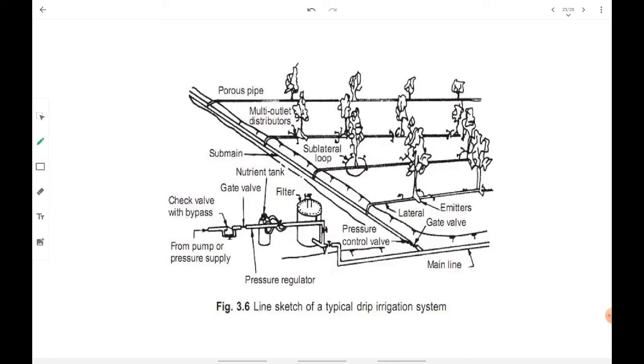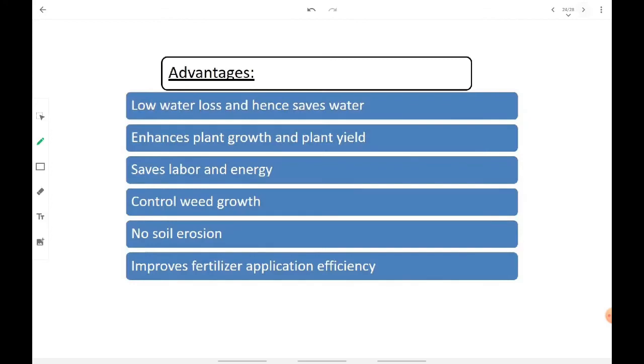Check valve is there, gate valve is there, and filter is there. Yes, a filter is required, because if the filter is not there, a specific hole inside the pipe of this drip irrigation system will get choked up, and it will cause the total stoppage of the irrigation, and thus it will cause drying out of the total zone which is meant to be supplied with water. Then, advantages.